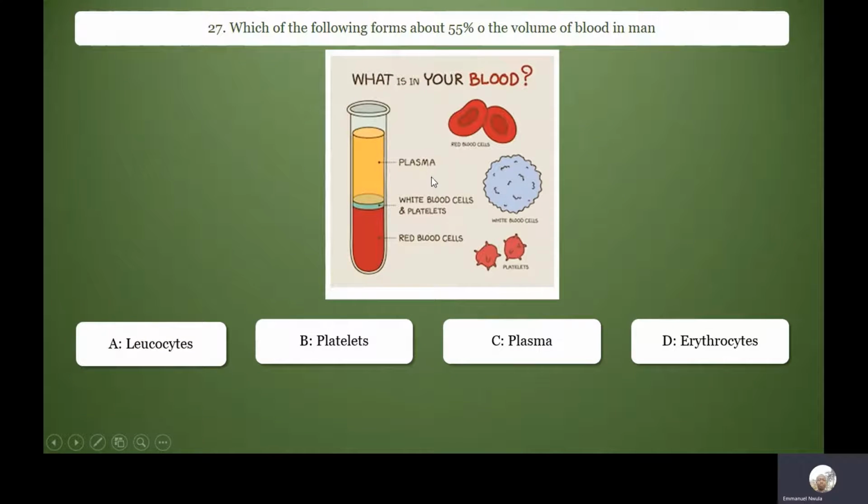Okay, you can see the platelets, cellular fragments, and then the red blood cells. Which of the following forms about 55% of the volume of blood in man? Is the plasma, the liquid part of the blood. Of course, if you put blood in a test tube like this and they separate, you can see the quantity, the percentage volume of each particular component. Okay, so the plasma is about 55% of the volume of blood.